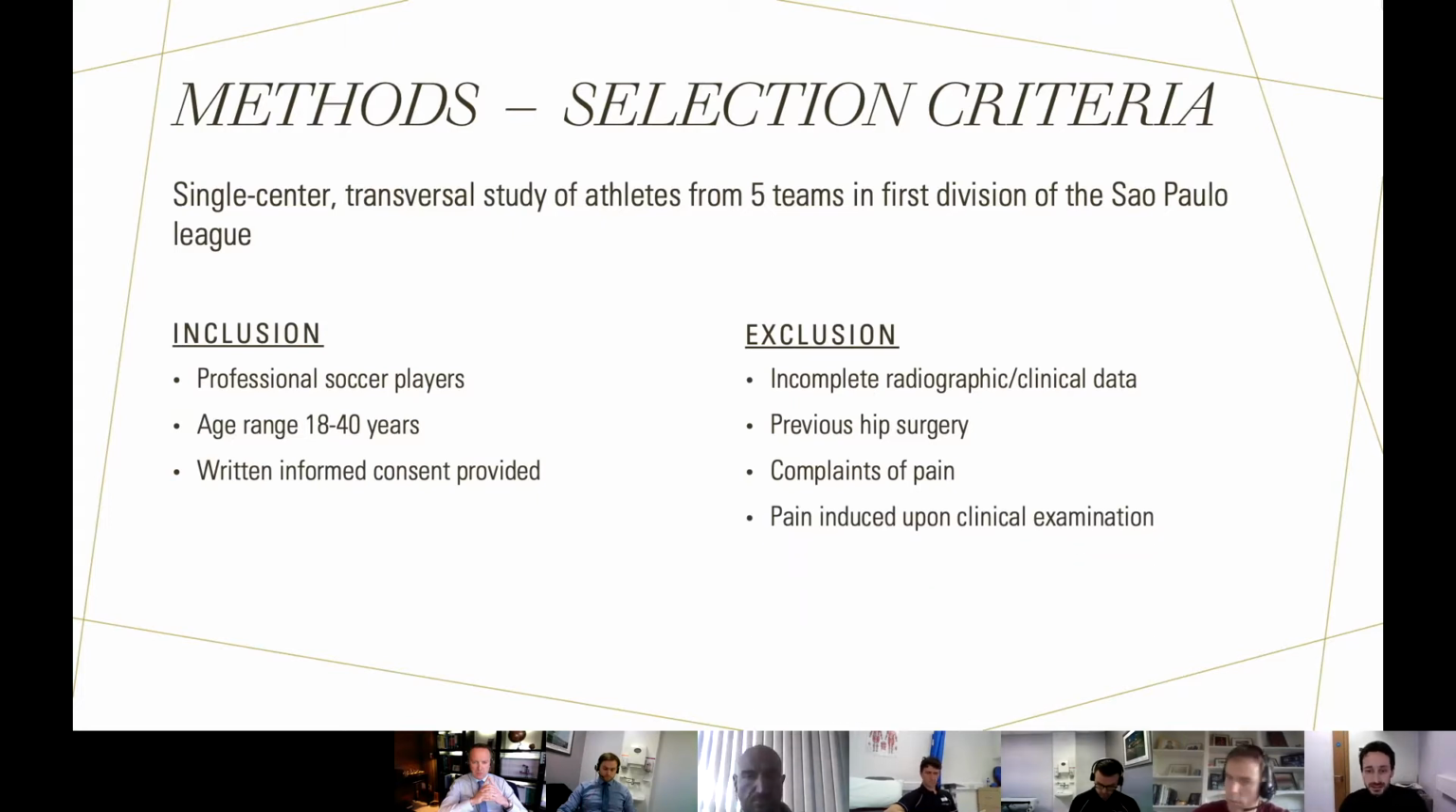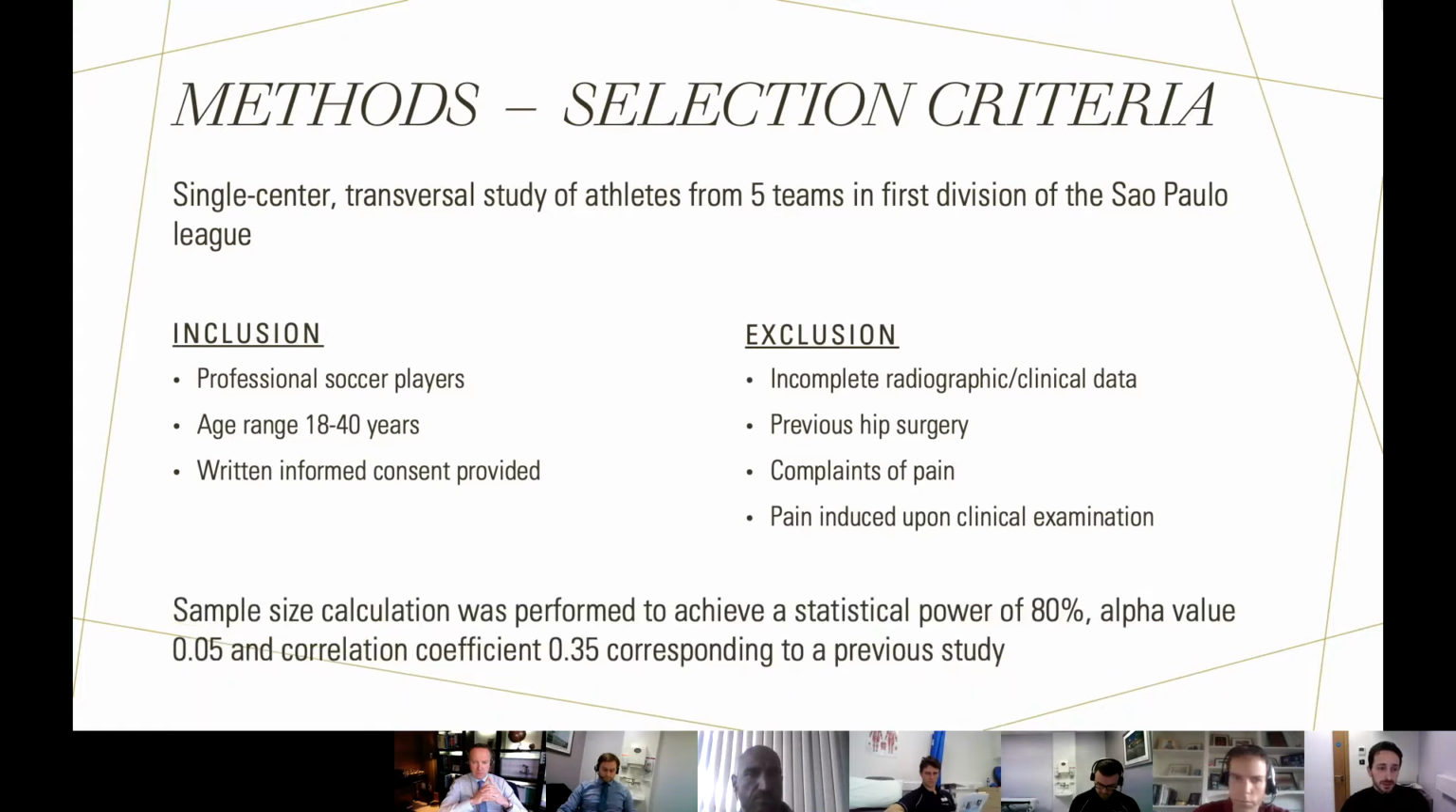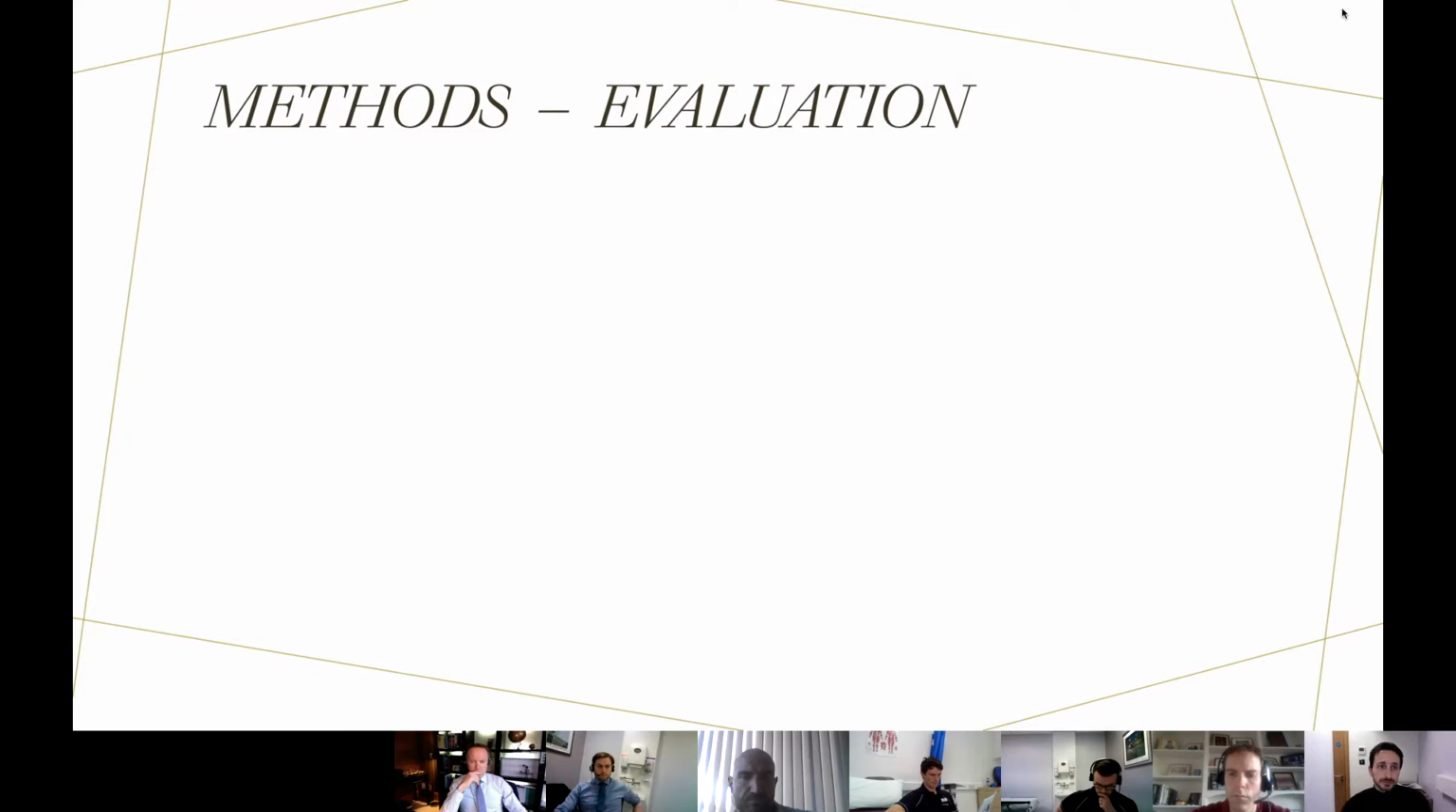The authors also did perform a sample size calculation in order to achieve a statistical power of 80%, an alpha value of 0.05, and a correlation coefficient of 0.35, which corresponded to a previous study which they've referenced. And the calculated sample size was 62.